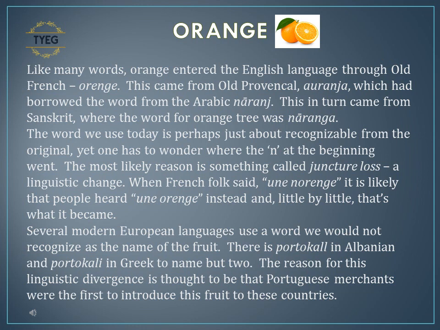The most likely reason is something called juncture loss, a linguistic change. When French folks said, an orange, it is likely that people heard a norange instead and, little by little, that's what it became. Several modern European languages use a word we would not recognize as the name of the fruit. There is portokal in Albanian and portokali in Greek to name but two. The reason for this linguistic divergence is thought to be that Portuguese merchants were the first to introduce this fruit to these countries.